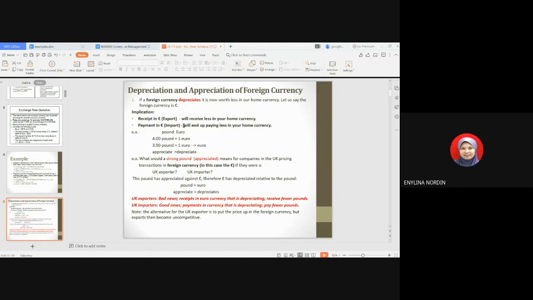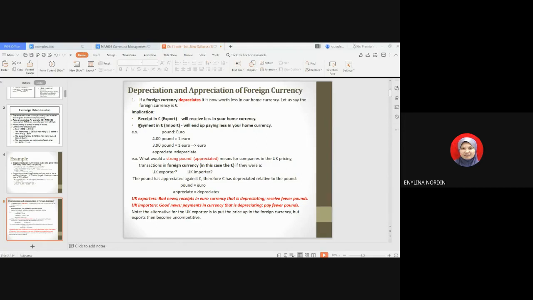Okay, maknanya decline dia punya currency tu. Okay, so the implication is that if you do an export, right? If you are the exporter, that means you will receive in euro, and then you convert to your home currency. That means you are going to get less in your home currency, right?